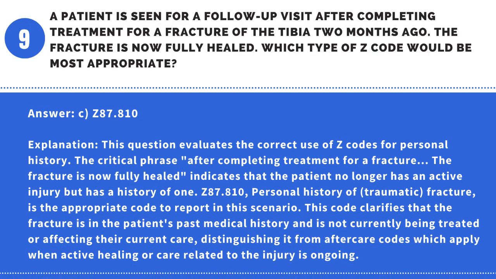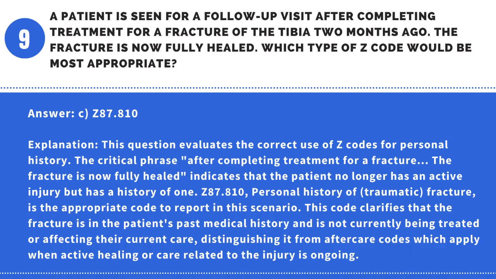Z87.810. This question evaluates the correct use of Z codes for personal history. The critical phrase, after completing treatment for a fracture. The fracture is now fully healed, indicates that the patient no longer has an active injury, but has a history of one. Z87.810, personal history of traumatic fracture, is the appropriate code to report in this scenario. This code clarifies that the fracture is in the patient's past medical history and is not currently being treated or affecting their current care, distinguishing it from aftercare codes which apply when active healing or care related to the injury is ongoing.